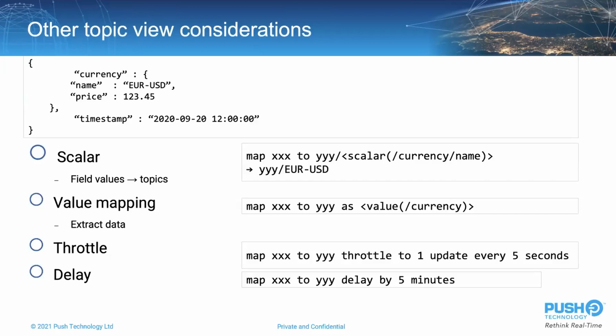Throttle will mean that only a certain number of ticks are sent through over any time limit. So sending one update every 5 seconds, or we can delay the feed as well, delay it by 5 minutes and so forth. So we can mix and match, we can throttle and delay as well if we wish.